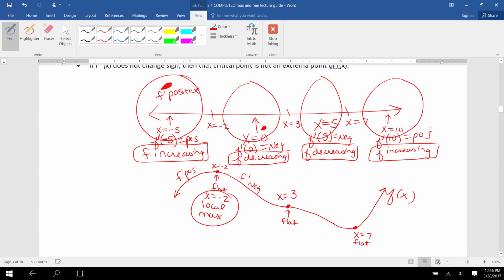I can also conclude that x equals 3 is not a min, and it is not a max, because on the left side of x equals 3, f prime is negative, and on the right side of x equals 3, f prime is still negative. The derivative did not change sign, so f of x did not turn. But I can conclude that x equals 7 is a local min, because on the left side f prime is negative, and on the right side f prime is positive, so f is decreasing then increasing.